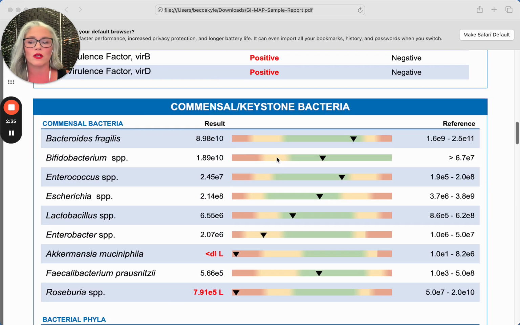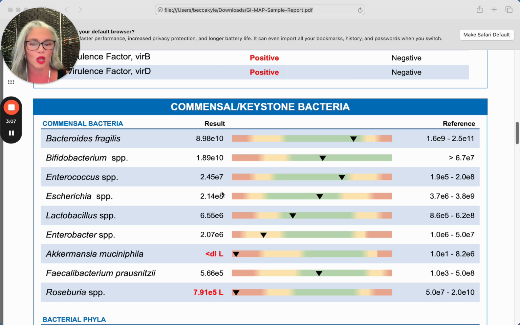Now, the next section here is your commensal or keystone bacteria. We want all of these to be in green. Sometimes you can have overgrowth of good guys. Sometimes you've got really low levels of good guys, which causes a whole other set of problems. These bacteria are really, really important. They extract nutrients from your gut. They produce vitamins. They talk to your brain. 80% of your serotonin is made in the gut. 75% of your immune system is in the gut. So we really want these keystone, commensal, good bacteria to be at an adequate level.